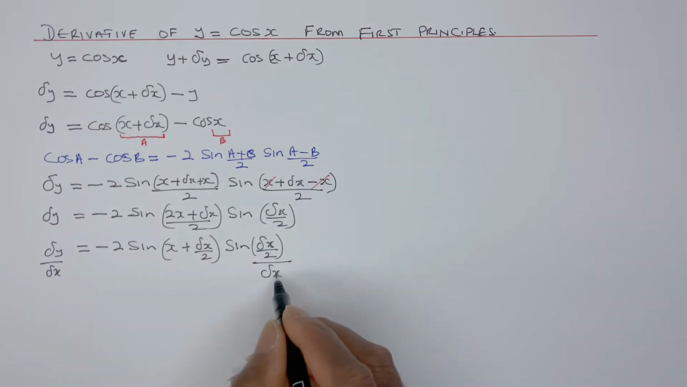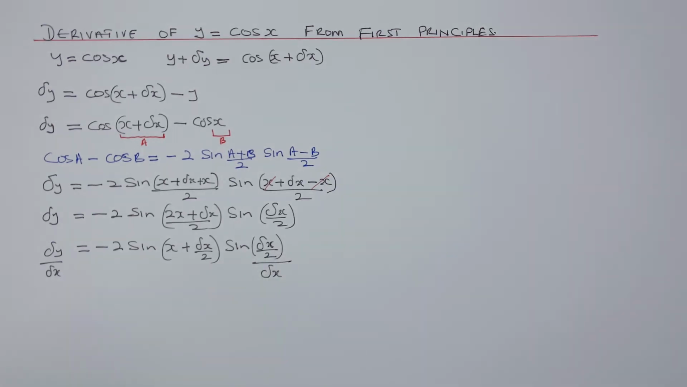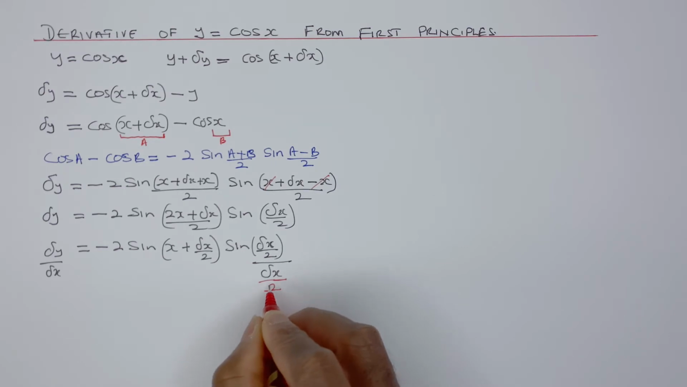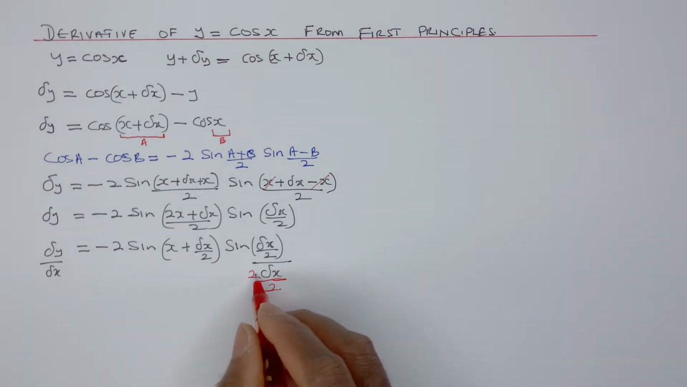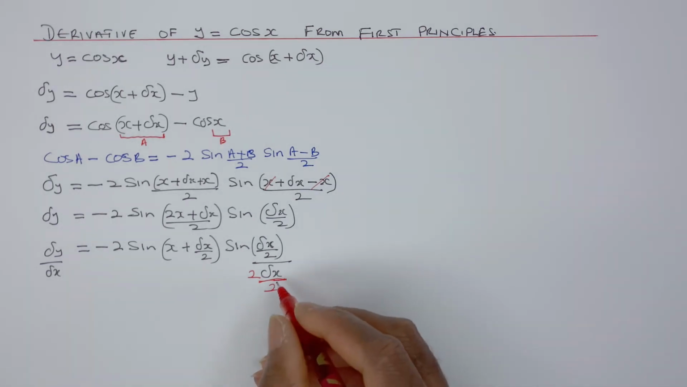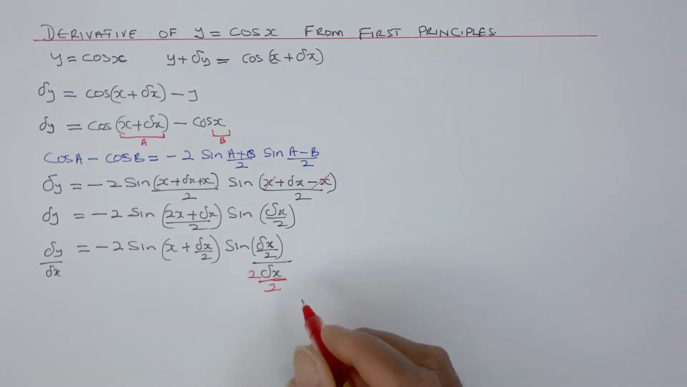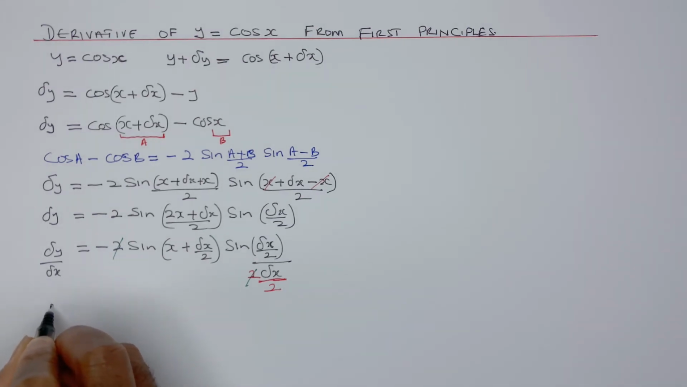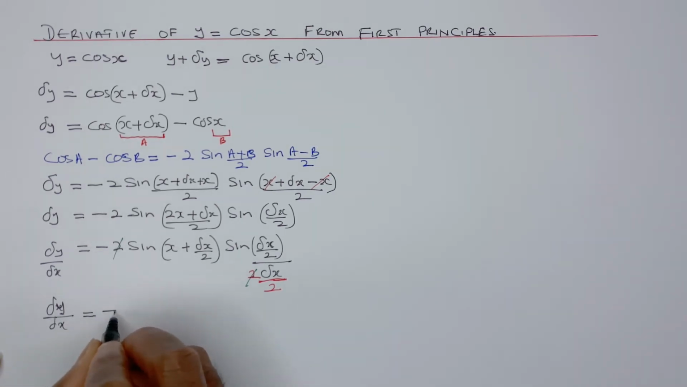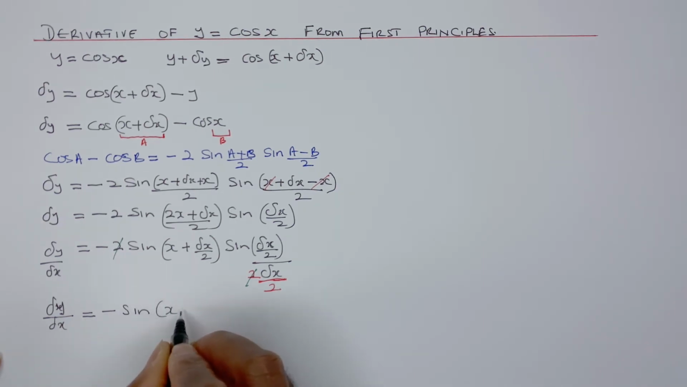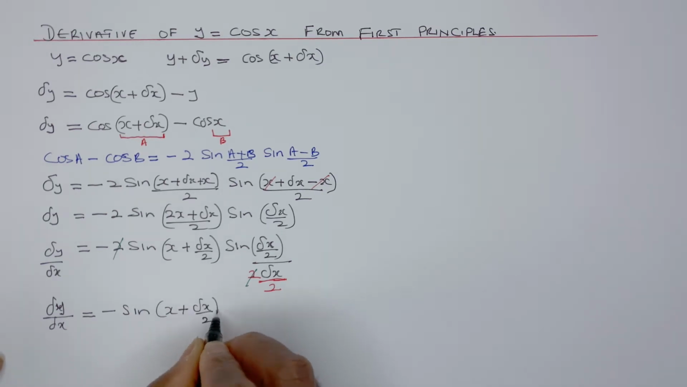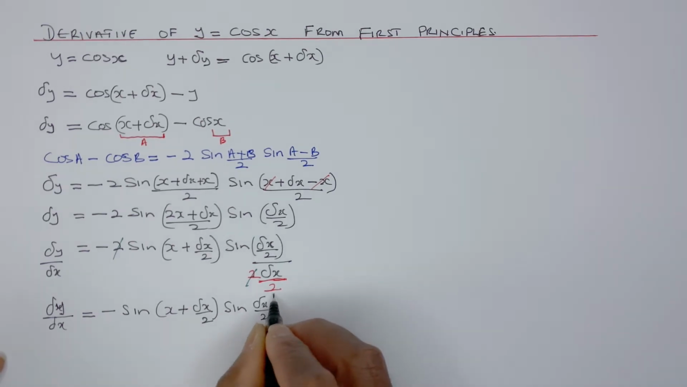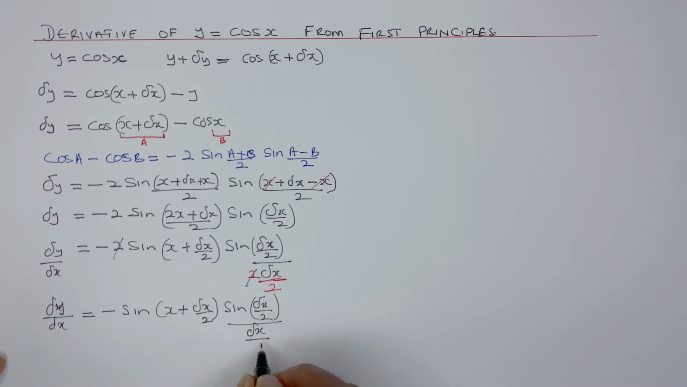I need to make this delta x and delta x over 2 look the same. So I'm going to divide this by 2, and if I divide it by 2, I'll times it by 2. The 2 divided by 2 cancel out, I get delta x. The reason I've done that is to have delta x over 2 and delta x over 2, and in doing so, that 2 here cancels that 2. We get delta y over delta x equals minus sine of (x plus delta x over 2) times sine of delta x over 2 over delta x over 2.